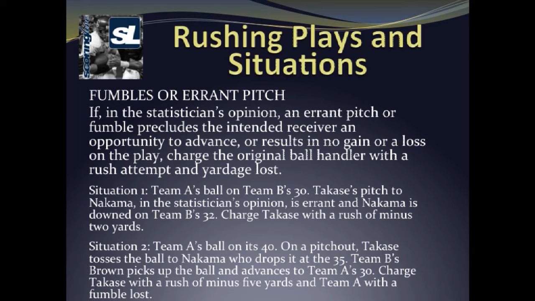So he gets charged with a fumble return of minus 5 yards, and Team A with a fumble loss. Okay? I don't want you to get worried about fumble returns. Again, this is only about offense. So really the key on this play is on the pitch out. Takase pitched the ball to Nakama, which was a bad pitch. Takase drops it at the 35. When the ball then was turned over, you're going to credit Takase with a rush of minus 5.